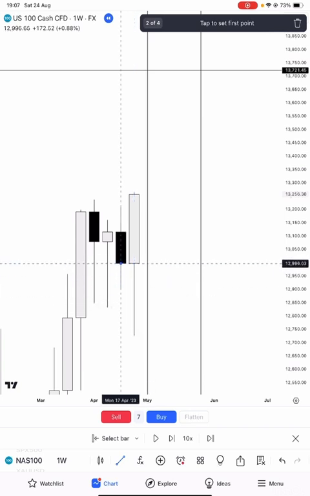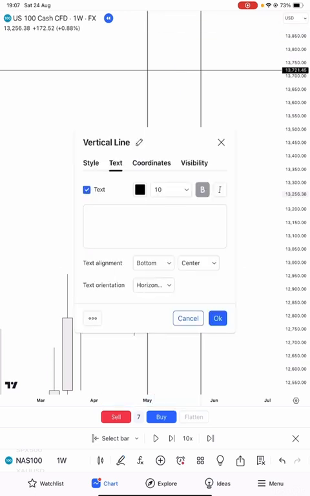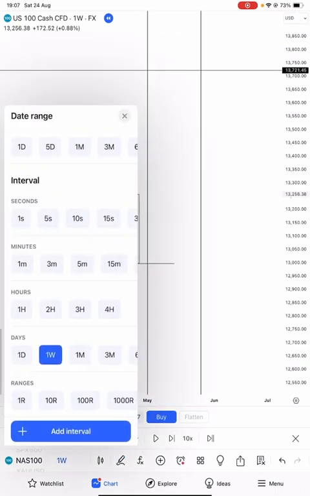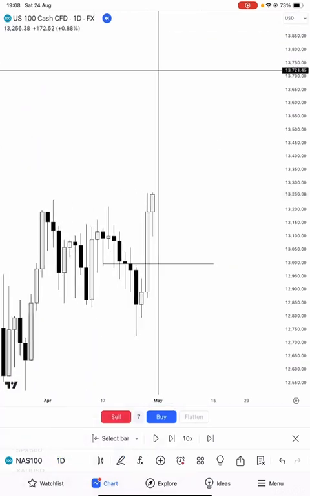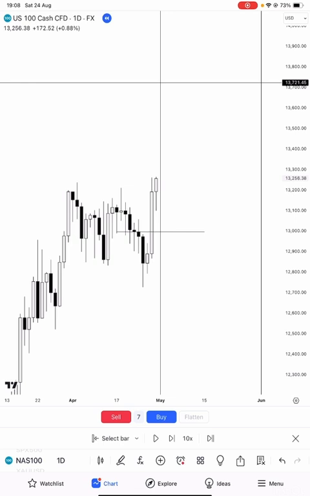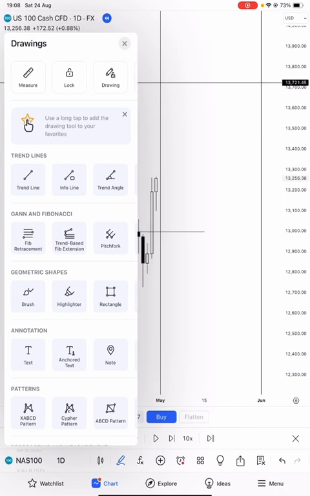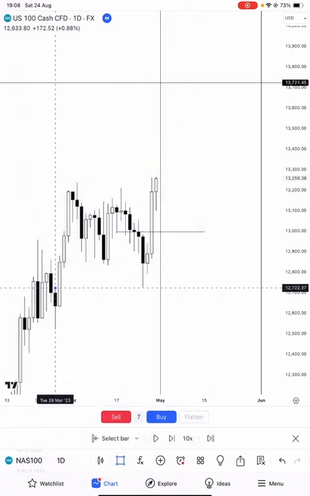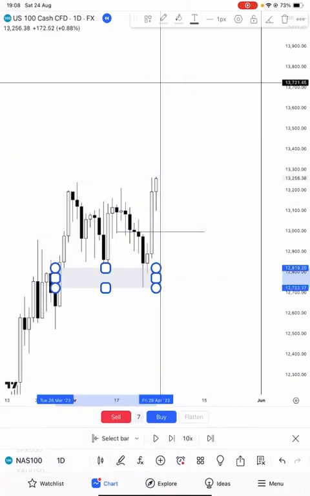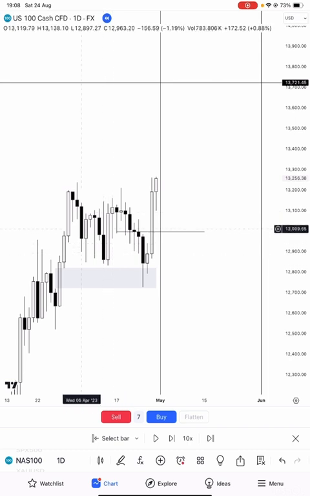So a reasonable key level is a tap into this weekly rejection block, because there are key levels. Then if we go down to the daily, what do you see? Well, I see a range, an FVG below. Let's mark this down.